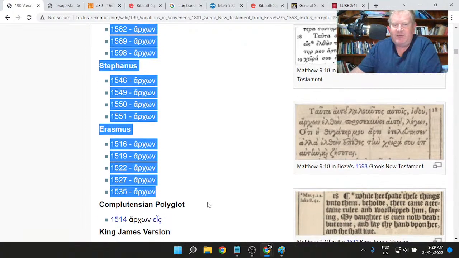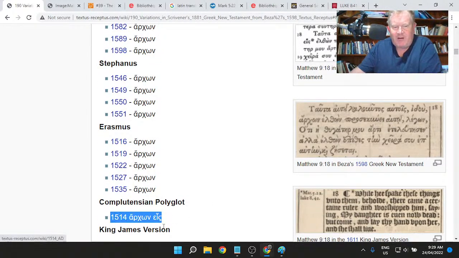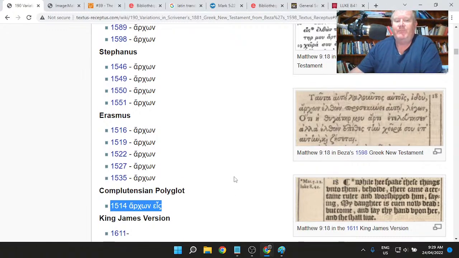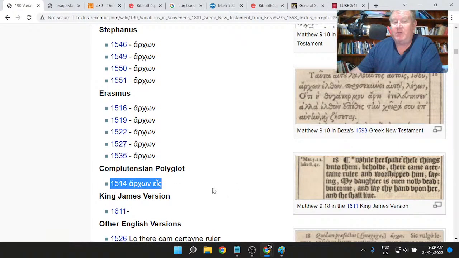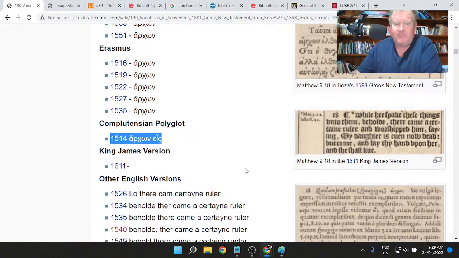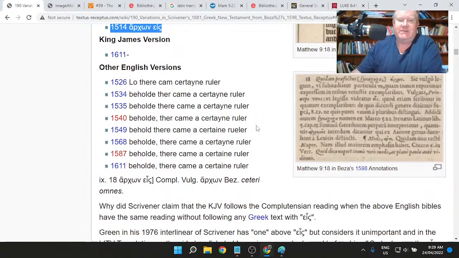Okay, so the Complutensian polyglot has archon ice, and these guys were very close to the Latin Vulgate as well, and so the Vulgate has the reading as well. So I'm not saying that they just put it in because of the Vulgate, but I'm saying that they would have favoured those types of readings because of the Vulgate. Sometimes the Complutensian polyglot went against the Vulgate, so you can't just say it's just following the Vulgate. At times it is, though, but not always.